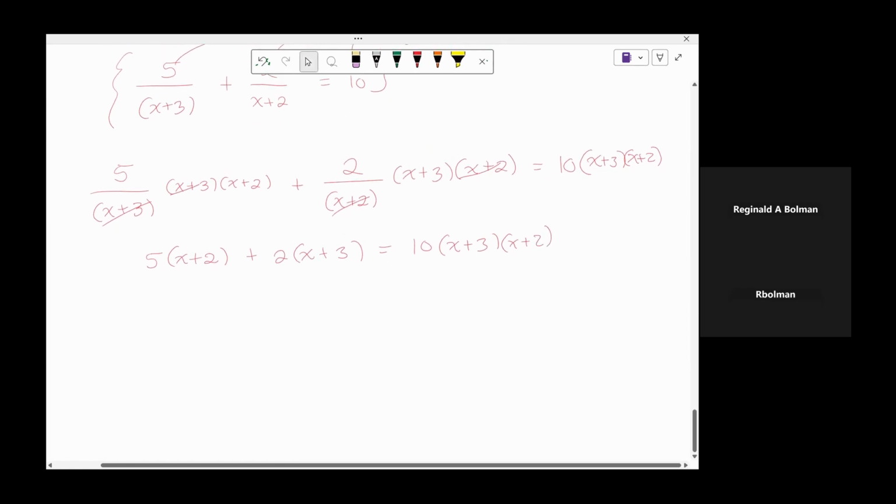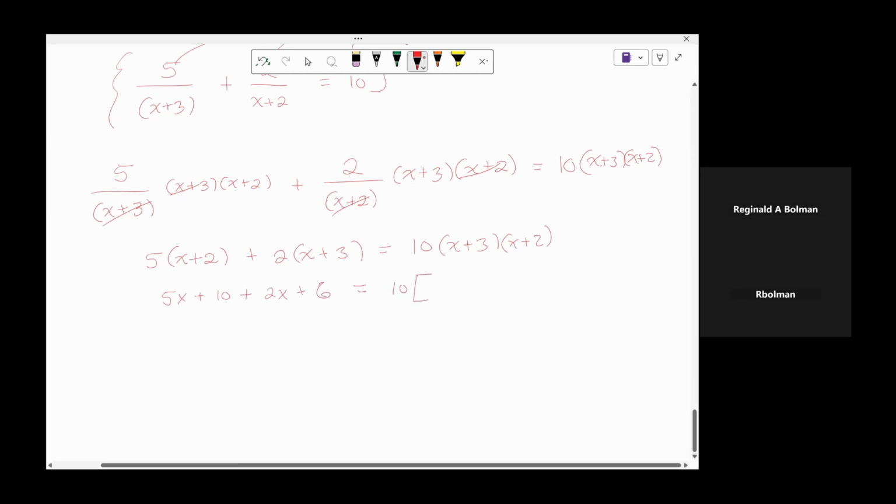Okay. At this point, you're going to have to do some distribution. You'll get some 5x plus 10. 5 times x is 5x. 5 times 2 is 10. 2 times x is 2x. 2 times 3 is 6. This is all going to be equal to 10 times.